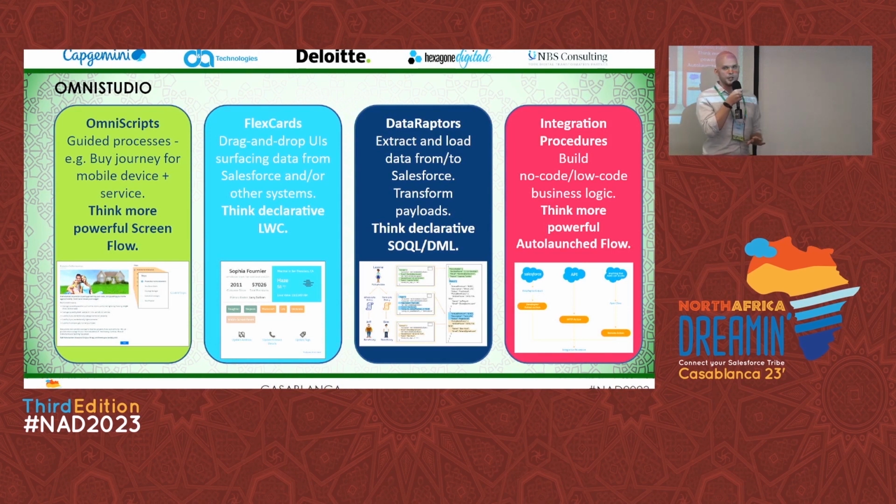So data raptors is basically a declarative version of SOQL or DML, so you can fetch data, manipulate data, like convert JSON to XML, and then also write data into Salesforce. Then we have integration procedures. The closest equivalent is auto-launched flows. So this is a way of building business logic declaratively instead of doing it in Apex.